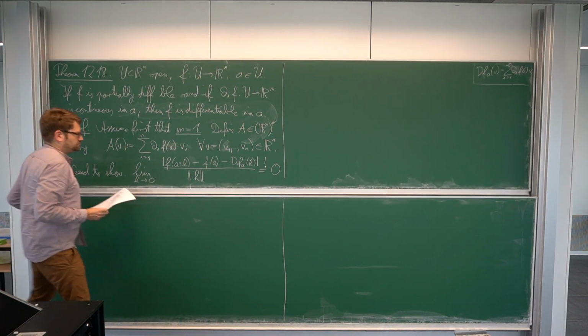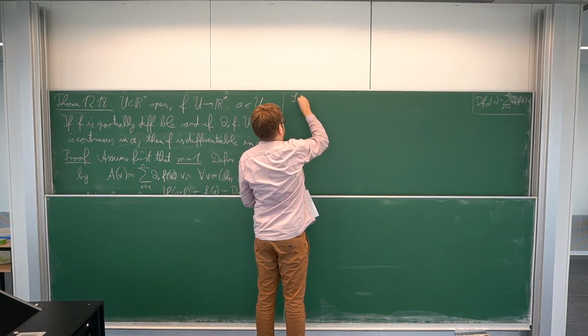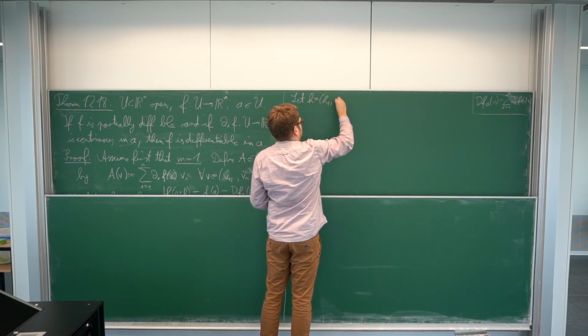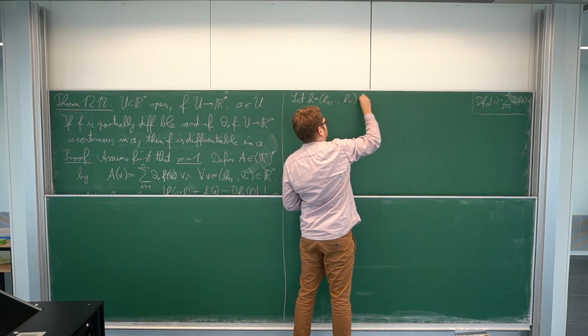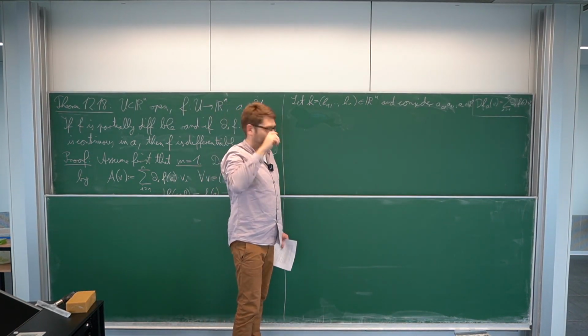Now, we first consider some point h and fix it. So let h be (h1, ..., hn) in R^n. Sorry again, I made another mistake. Somehow I'm not in the flow, it seems.